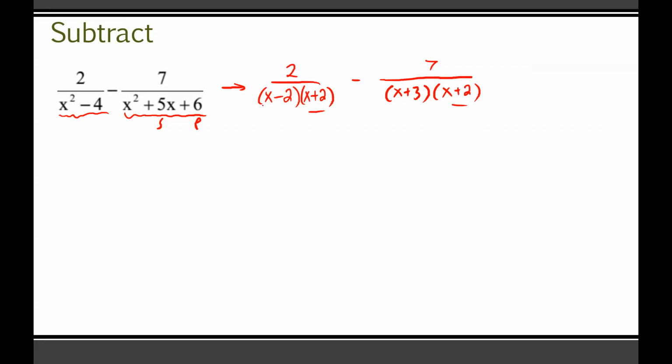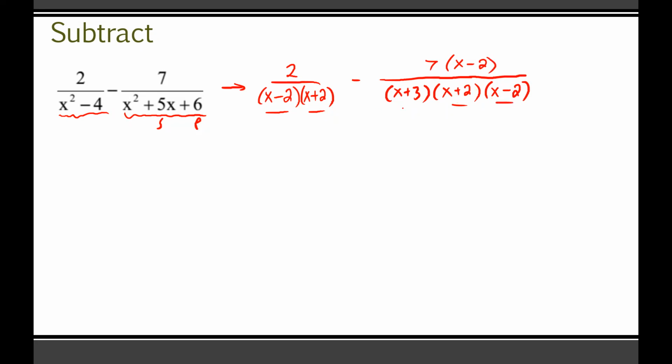However, this one on the left has an x minus 2 that this one doesn't have. And the one on the right has an x plus 3 that the other one doesn't have. So really all you have to do to get around that is we'll take this x minus 2 and make sure we put it on the denominator of the other one. But of course, if you're putting it in the denominator here, you also have to multiply the numerator just to keep that second rational expression equivalent to what it was in the first place.